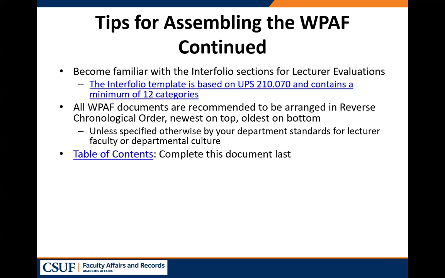So the table of contents is basically a list of all those things organized and preferably with a numbering system or a lettering system to help your reviewers figure that out. When you click on this, it'll take you to a template for the table of contents.